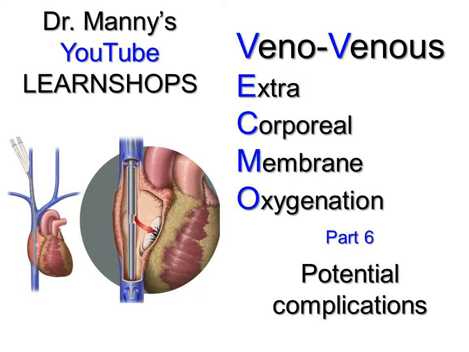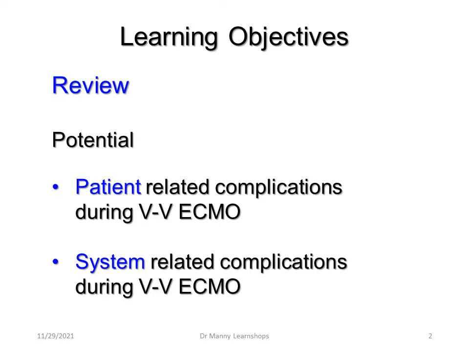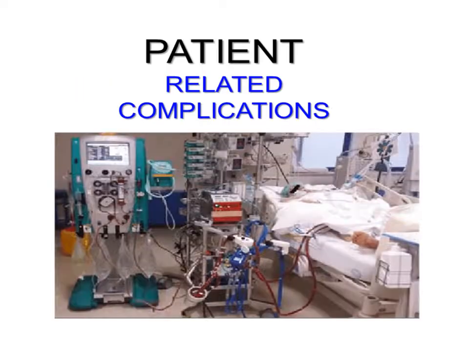This is part 6 where we review potential complications that are related to veno-venous ECMO, extracorporeal membrane oxygenation. Now, the learning objectives for this session are to review the potential patient-related complications that could occur during V-V ECMO and system-related complications that could occur during V-V ECMO.